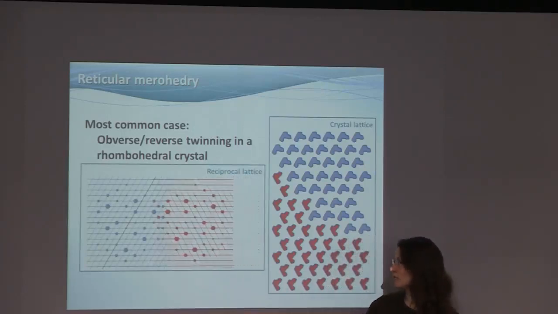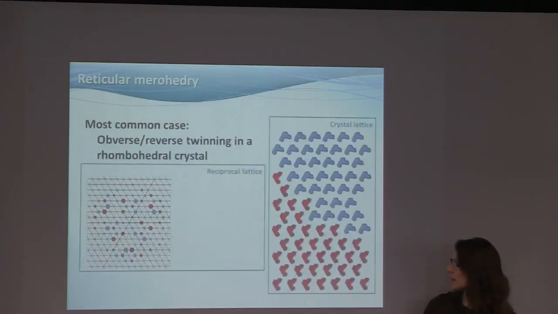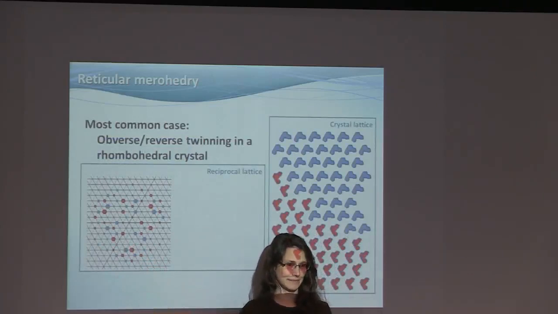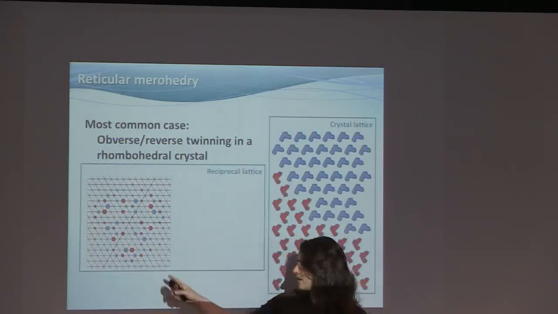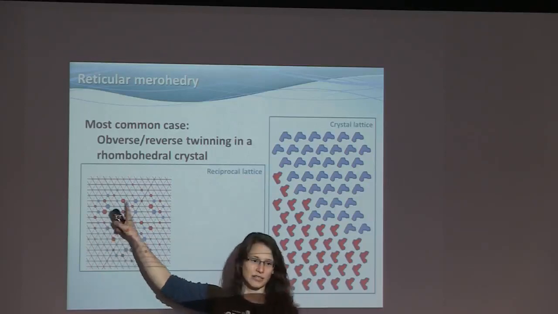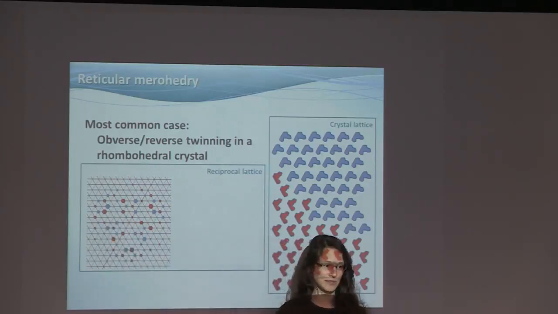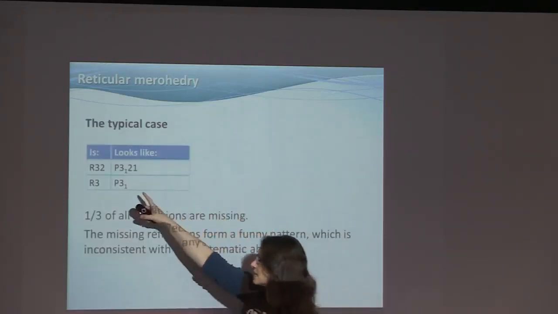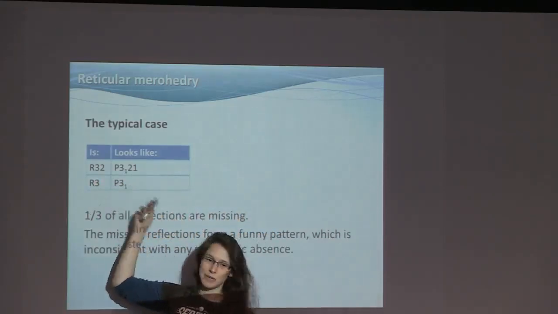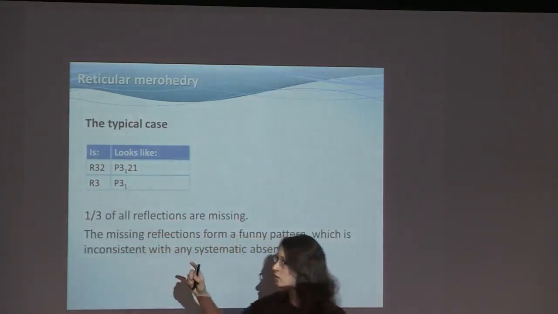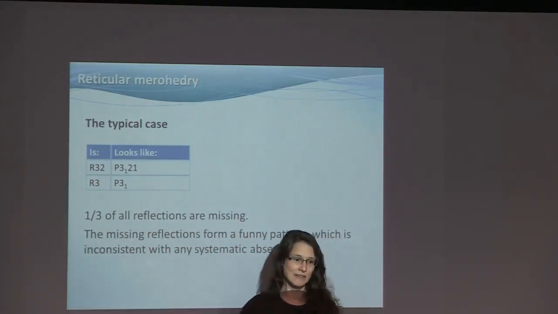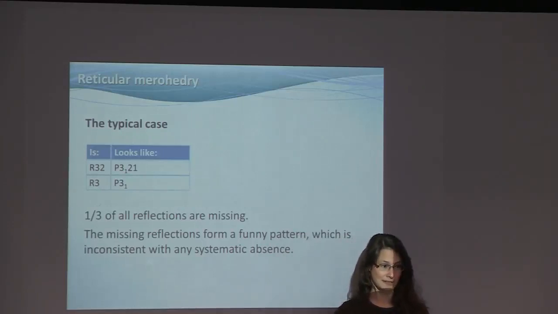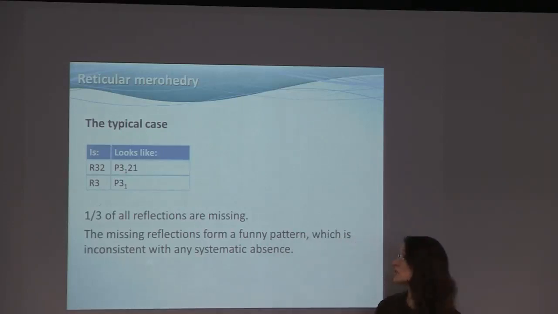When you shift them on top of each other, there are a lot of reflections in this new lattice which are missing. And they form a funny pattern. So there is some kind of pattern to this, but it's not consistent with any systematic extinctions. So the typical cases are R3 looking like P31, for example. One third of all reflections are missing, and they form a funny pattern which is inconsistent with any systematic absence. So this is the special case of reticular merohedral.